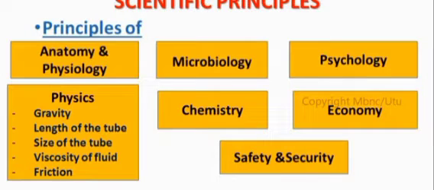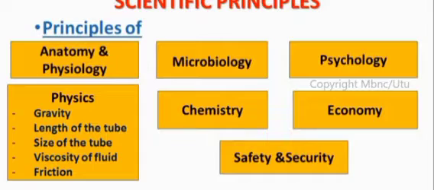Fourth principle, principle of physics. The principle of physics is divided into 5 subtopics. The first is gravity. When we are inserting the tube, we give the Fowler's or semi-Fowler's position. In the same way, when we are giving the feeding, we give the Fowler's position. By giving this position, gravity comes into play, so the tube is inserted easily and the food goes down because of gravity.